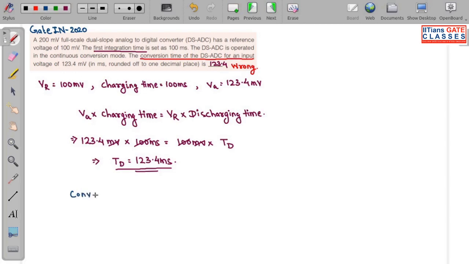Conversion time is actually the total time taken by this dual slope ADC to convert the applied voltage to an equivalent digital output. That is known as the conversion time, and it will be the charging time plus the discharging time.